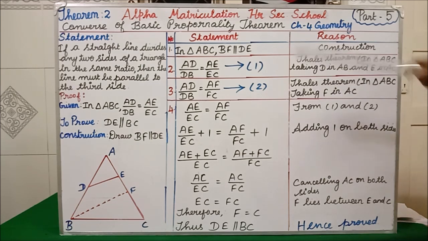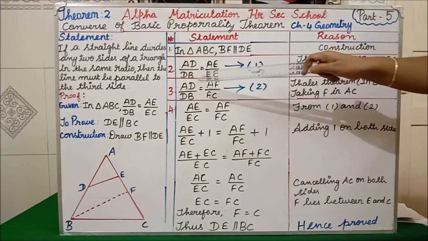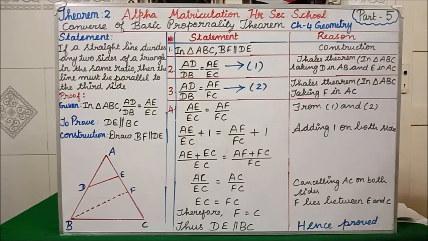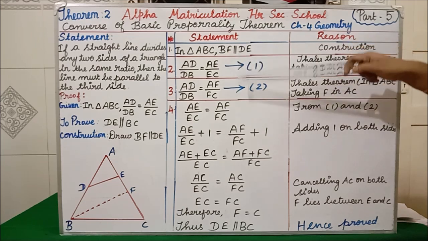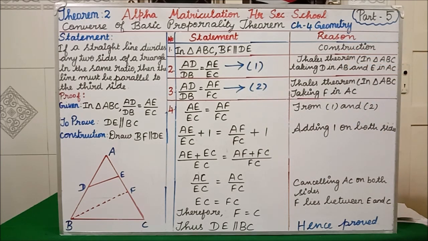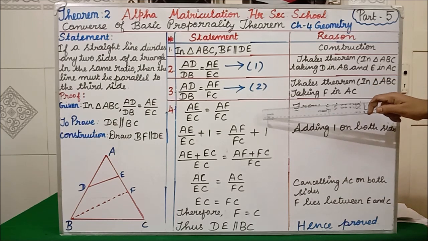Students, now compare equation 1 and 2. When you compare, you see both the left hand sides are the same. Here also AD divided by DB, here also AD divided by DB. So if both the left hand sides are the same, we can write that both the right hand sides are equal. The same we have seen in one problem, isn't it? The same we are using here.